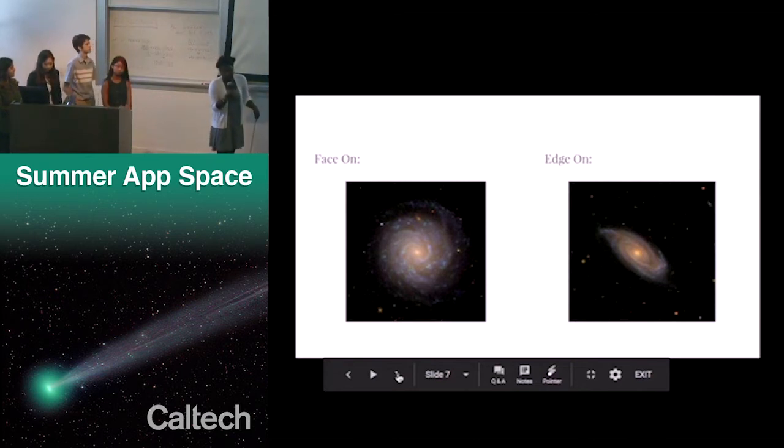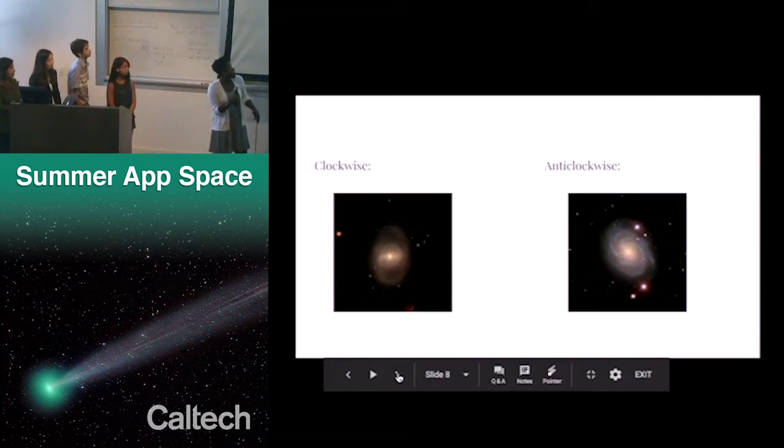And another way to classify galaxies is their position. So with face-on galaxies, the whole thing faces us, so we can see the arms and the center bulge. And when we look at edge-on galaxies, they're kind of at a pivot. Some other ways to classify spiral galaxies is the movement of their arms. So they could either go clockwise or anti-clockwise.